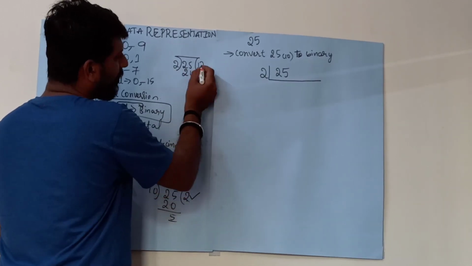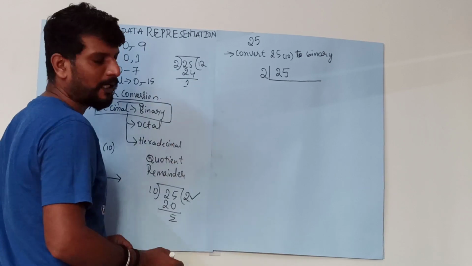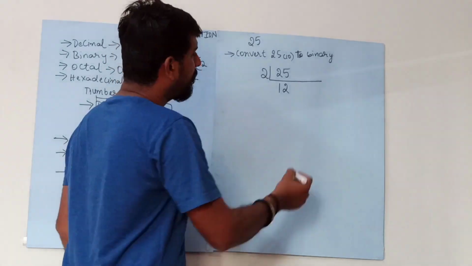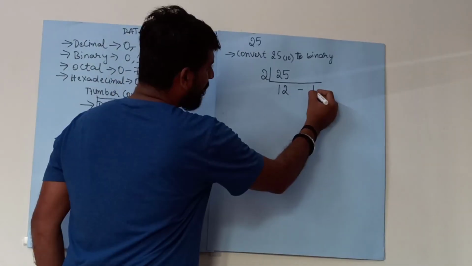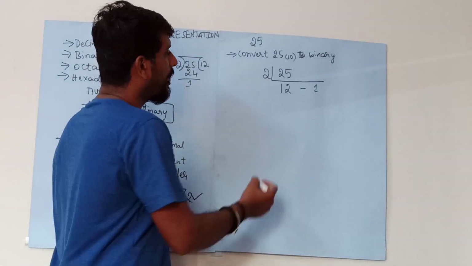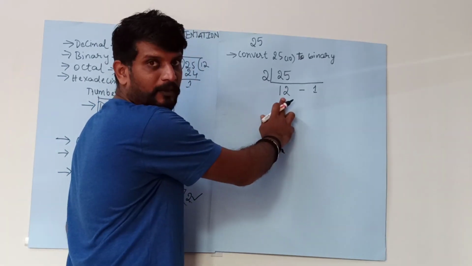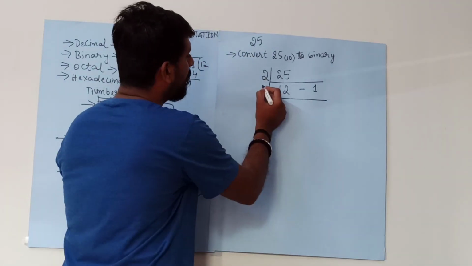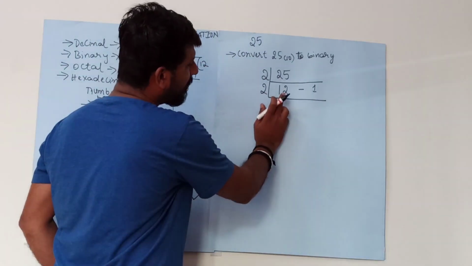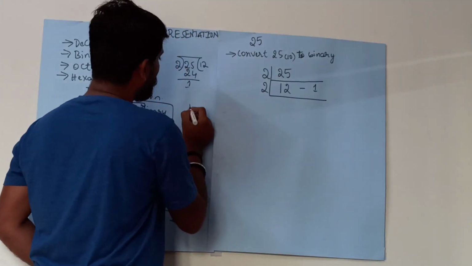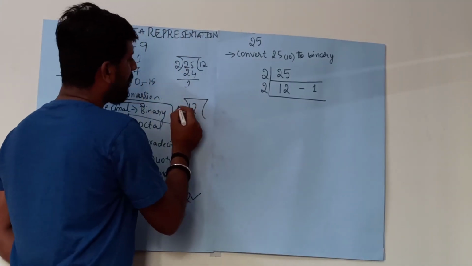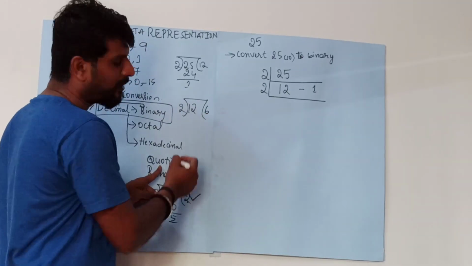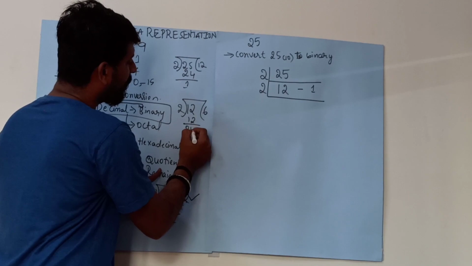2 12s are 24, and 1 will be the remainder. So the value becomes 24 and the remainder is 1. Again, the quotient value is now equal to 12. Again, what do you have to do? You have to divide it again by 2. If I divide 12 by 2, 2 6s are 12, the remainder will be equal to 0.